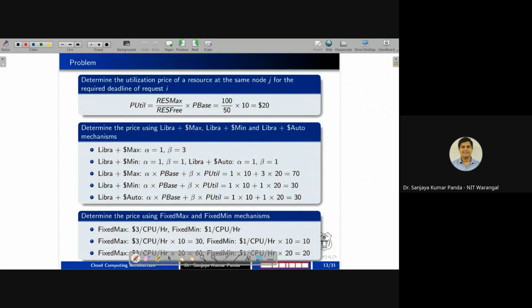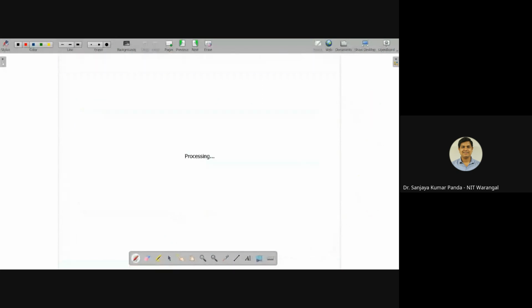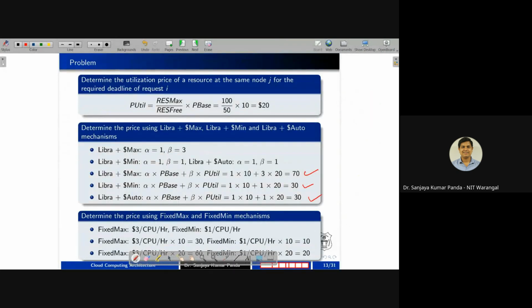Okay, but you may be given different alpha and beta values. Based upon that, you can calculate. We have already calculated 70, 30, 30, and 20. Here we calculated 30 and 10.